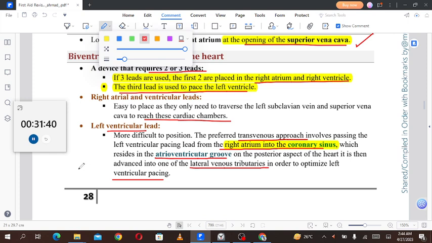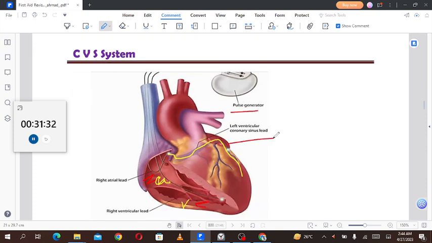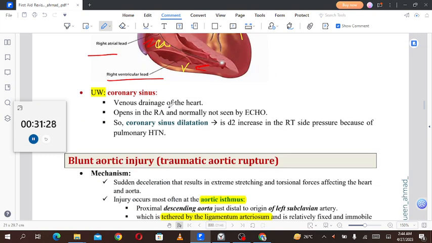The posterior aspect of the heart is then advanced into one of the lateral venous tributaries in order to optimize the left ventricular pacing. The pulse generator is over here. Then we have the left ventricular coronary sinus lead, right atrial lead, and right ventricular lead. UWorld point is coronary sinus.